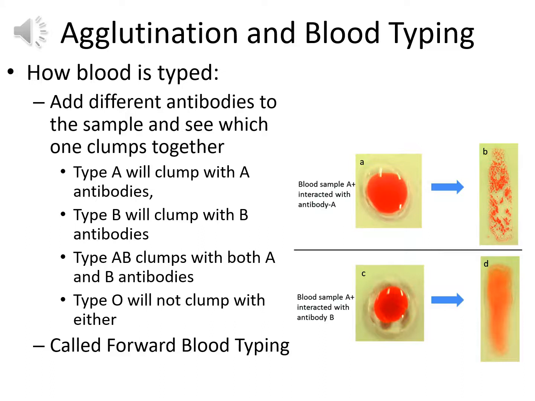And we do a similar thing with the D antigen, right? You add the D antibodies, so if you get agglutination, then that person is positive for their Rh factor because they have the D antigen. If you add the D antibody and there's no reaction, then the person is negative because they do not have the D antigen. And so this is all known as forward blood typing, where we take a blood sample and test it against known antibodies.